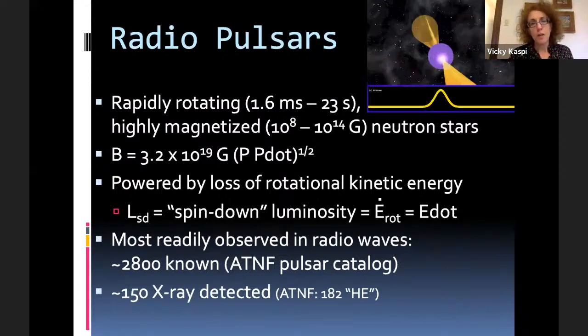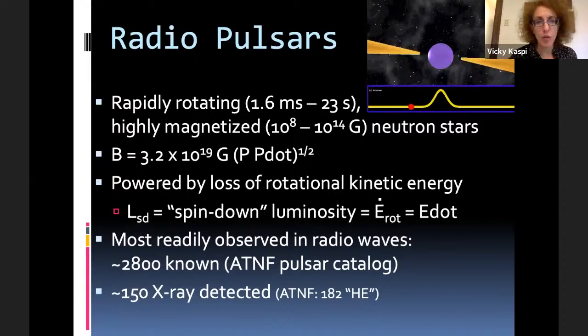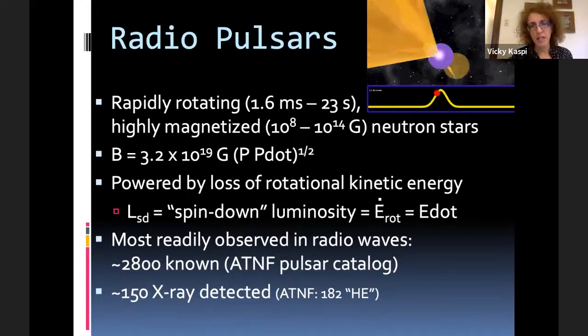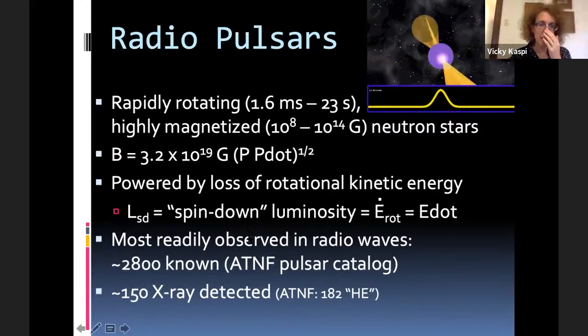And we start with talking about radio pulsars, which as I'm sure pretty much everybody here knows, are very rapidly rotating neutron stars, and the ranges of spin periods we know of today are from 1.6 milliseconds to 23 seconds. The slowest one we know of is actually pretty slow. Highly magnetized, between 10^8 and 10^14 Gauss, as inferred from their spin-down rate. By measuring the spin-down rate, the P-dot, we can infer the magnetic field. And much of what we've traditionally observed from classic radio pulsars, we think is powered by the rate of loss of rotational kinetic energy, the spin-down luminosity.